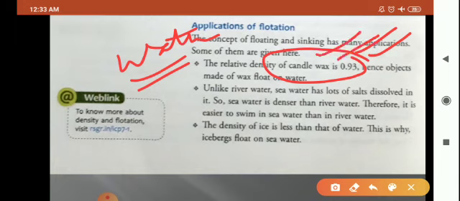and hence this candle wax will float on the surface of water. Similarly children, the next application is that unlike river water, sea water has lots of salt dissolved in it. So sea water is denser than river water, therefore it is easier to swim in sea water than in river water.